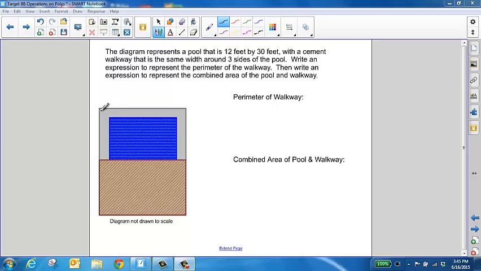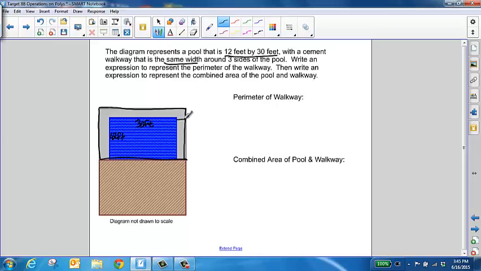So what we're looking at here is we want to find the perimeter basically of this rectangle and also the area of that rectangle. So let's go through and label our diagram with the given information. Now we know that the pool is 12 feet by 30 feet, so we can label that. Now we're not actually given what the dimensions of the walkway are, but we do know that it is the same width all the way around.